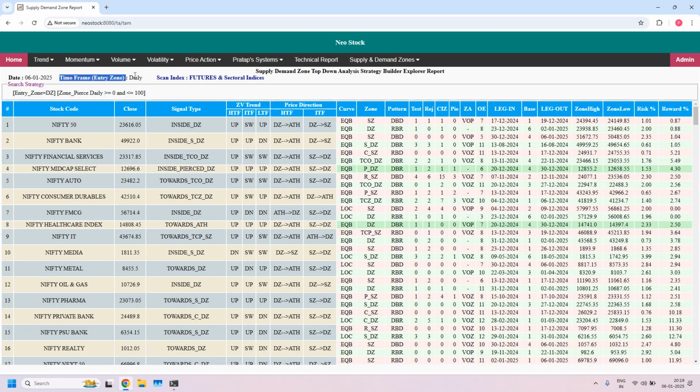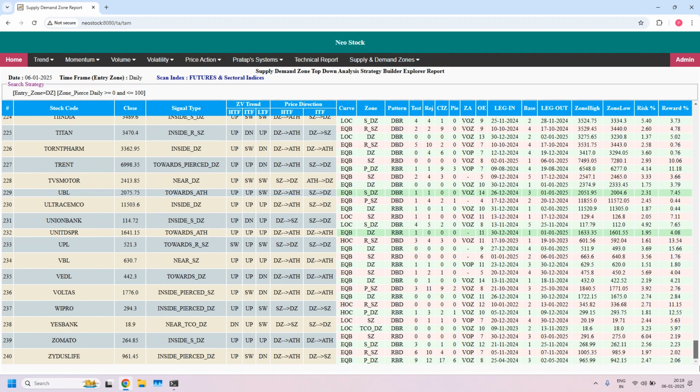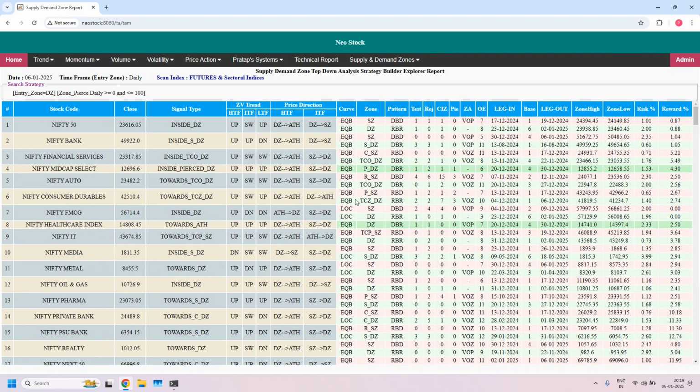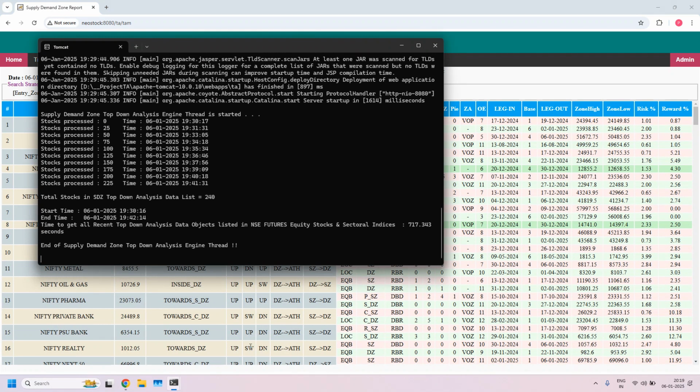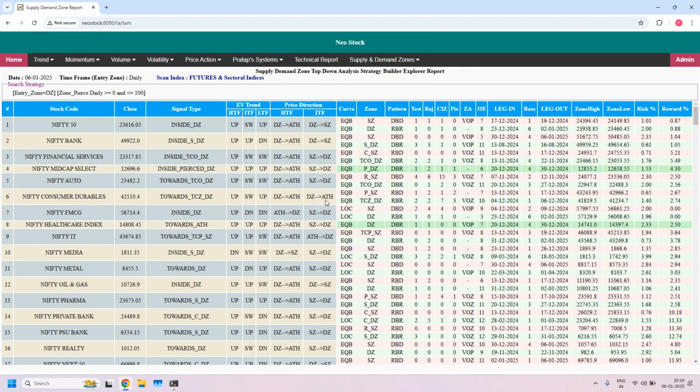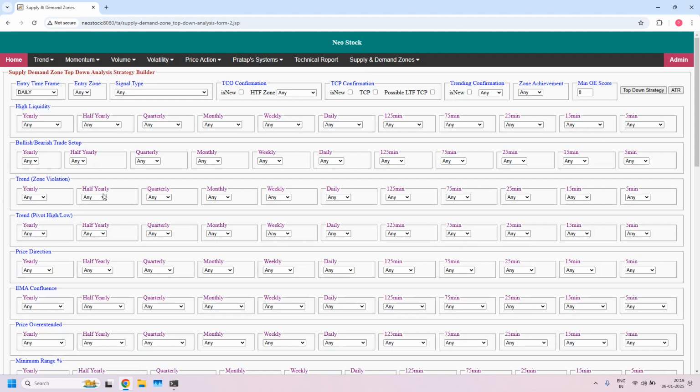Filter is perfect. Entry zone is demand zone. Zone pierced on daily time frame greater than 0, less than 100. How come all of a sudden? So total how many are displayed? It displayed all the stocks. Is something wrong in my filter? It's working, no error is reported. Should not behave like this.